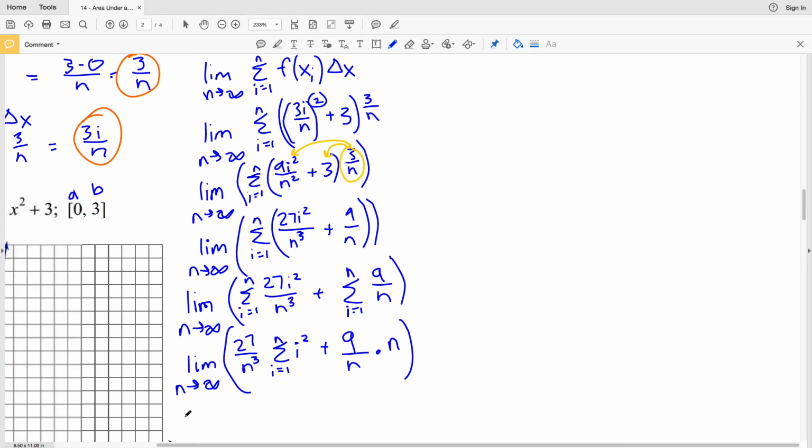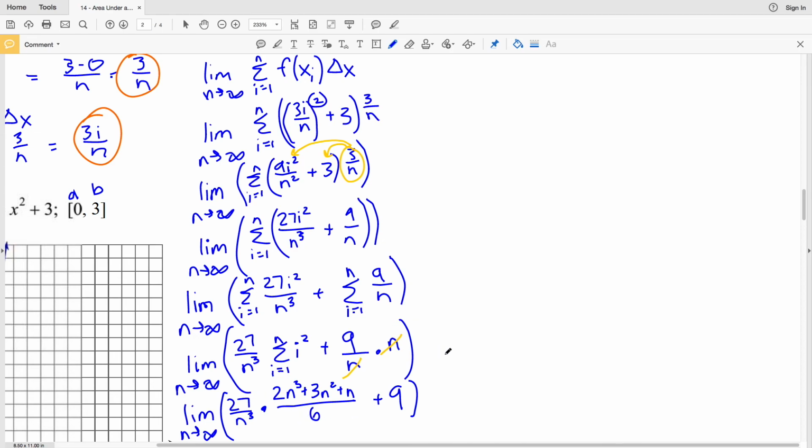Now I'll simplify my second term and apply the formula to my first term. So I'll have the limit as n approaches infinity of 27 over n cubed times, remembering the expanded formula of the summation for k squared, applying that to i squared, that's 2 times n cubed plus 3 times n squared plus n, all over 6. And then I'm adding that to 9 times n over n, which my n's will cancel out and leave me with a positive 9.